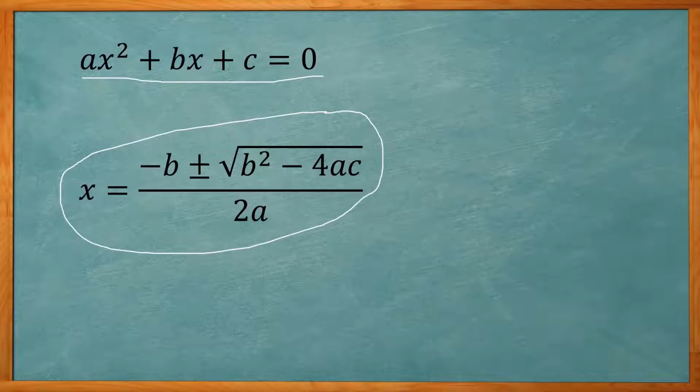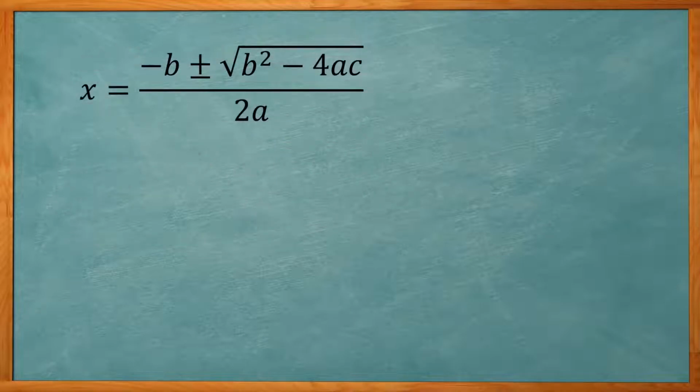So the quadratic formula states that x is equal to negative b plus or minus the square root of b squared minus 4ac, all divided by 2a. This is one formula that you will need to memorize. It comes up pretty often in algebra, and you might see it on the ACT.